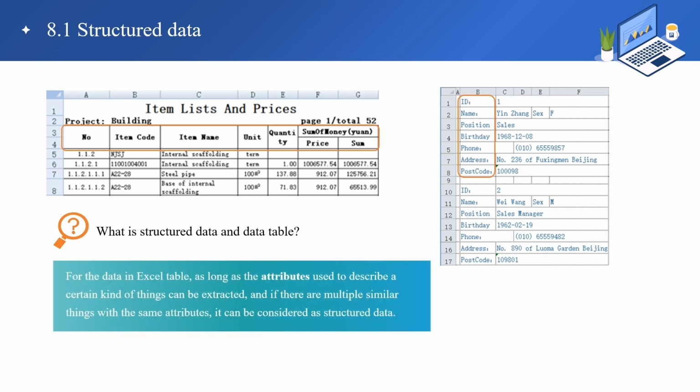For the data in an Excel table, as long as the attributes used to describe a certain kind of things can be extracted, and if there are multiple similar things with the same attributes, it can be considered structured data. As for what the title content of the table is, whether there is a title, or even whether the table is in row-column form, it is not an important factor. The key is only whether a class of things with common attributes is described.